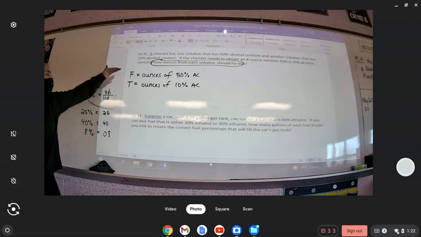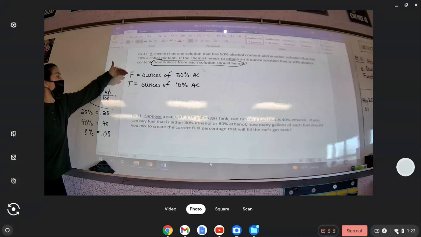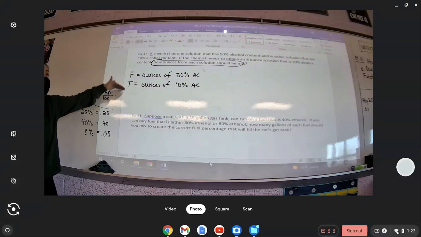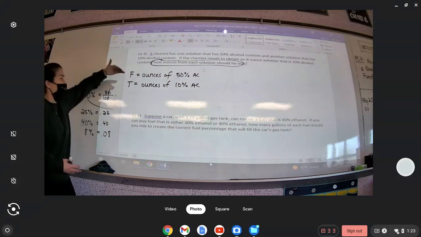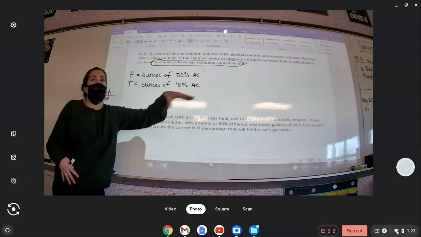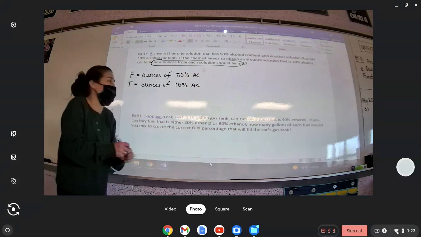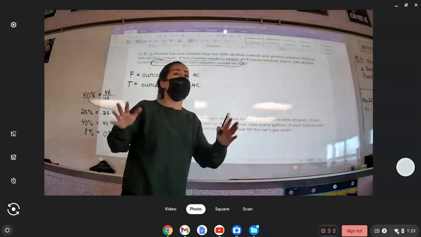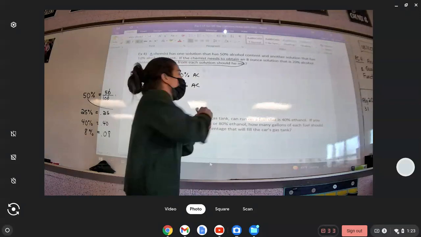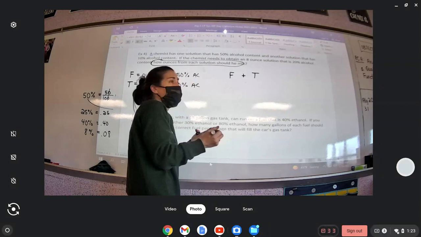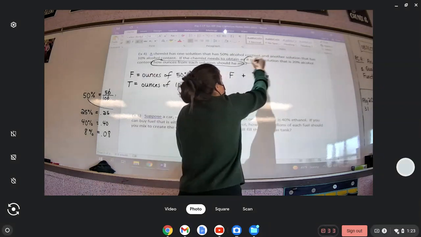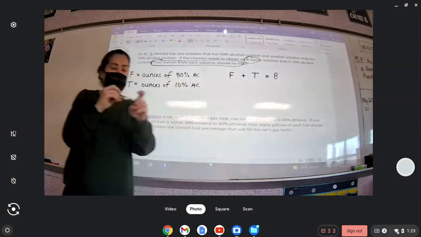All right, so if I'm going to use so many of these ounces, and I'm going to mix them with so many of these ounces to make a mixture that is how many ounces big? 8. So what do they have to add up to? How many ounces? 8. So F and T have to add up to the 8 ounces that your mixture is going to be. So it's got nothing to do with the percent yet. We're just talking about how many ounces we're using. So F, the 50% solution, plus T, the ounces that I use with the 10%, better add up to the 8-ounce solution that I'm trying to make.